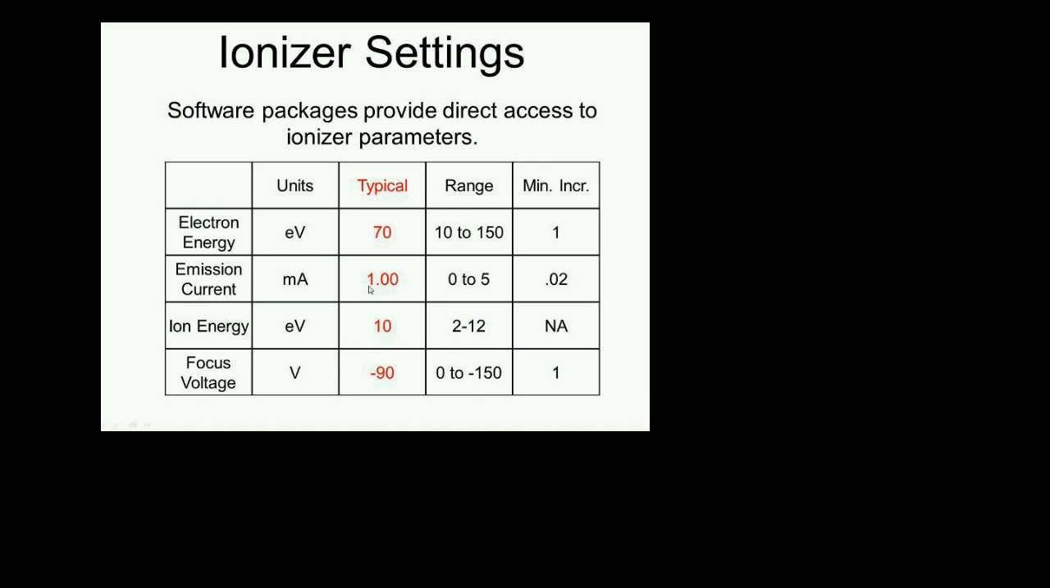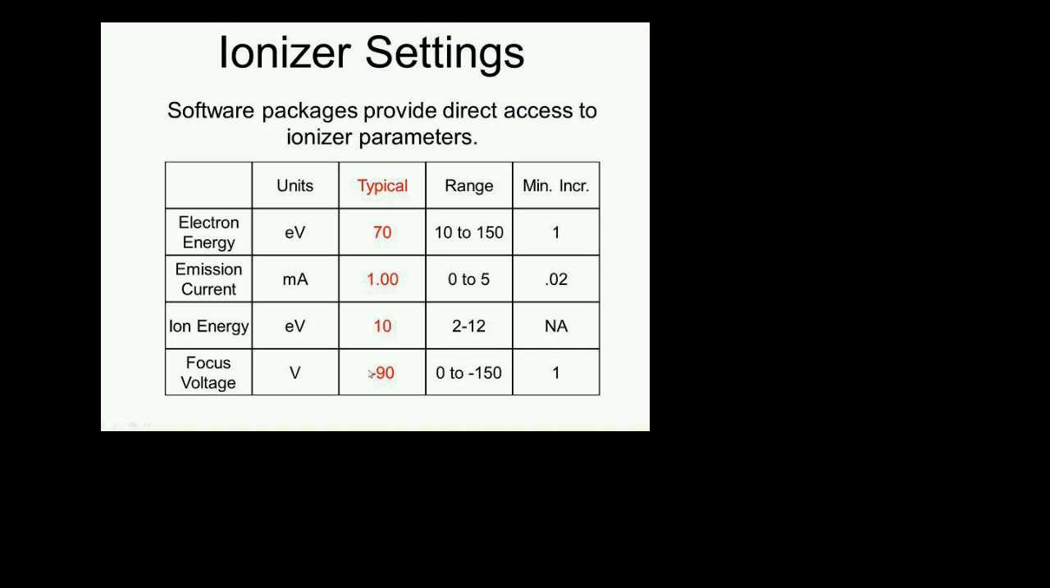The emission current. Most devices are set to about 1 milliamp of emission current by default, but you can adjust it anywhere from 0 to 5 milliamps. If you're going to be doing UHV and you want more signal, you would go to 5 milliamps. If you're going to be going to higher pressures, you go to lower emission currents. And they typically have also a minimum step that you can take.